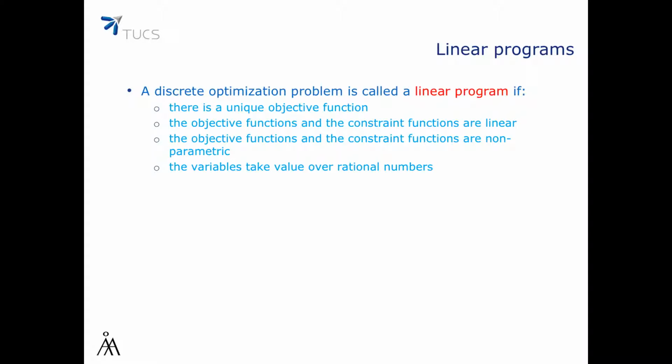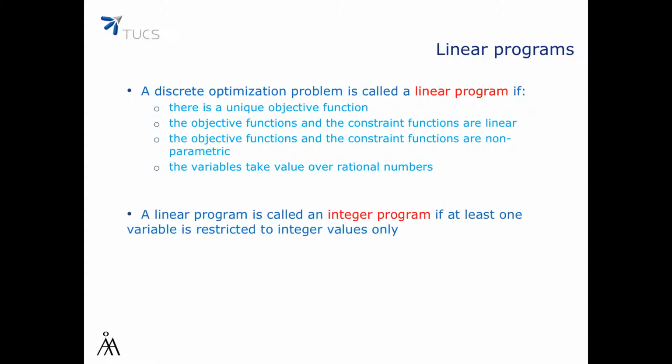A linear program is one where we only have the objective function and all the constraints are linear and contain no parameters. And the variables take values over rational numbers. Such problems are called integer problems if at least one of the variables is required to take only integer values.